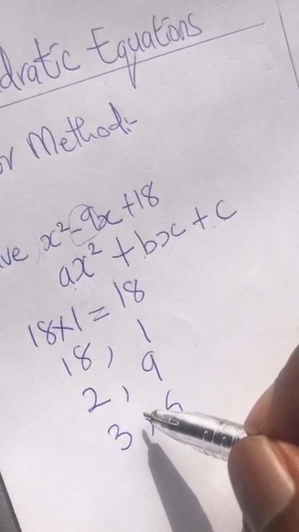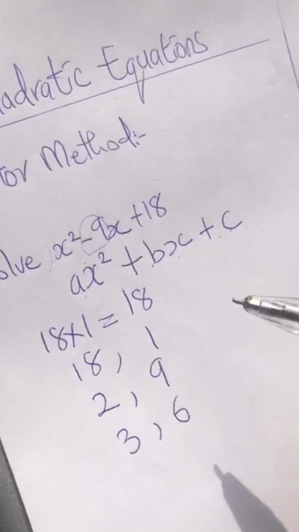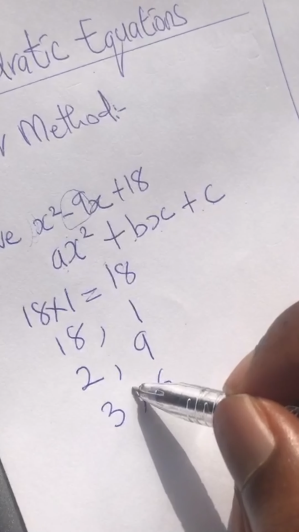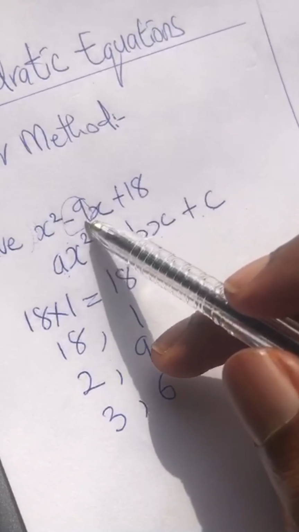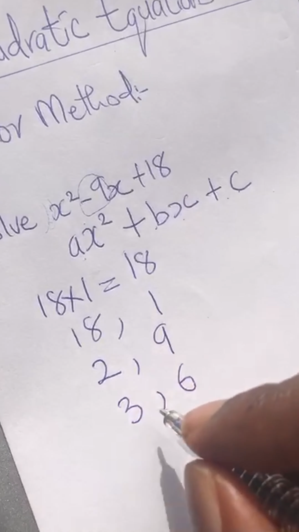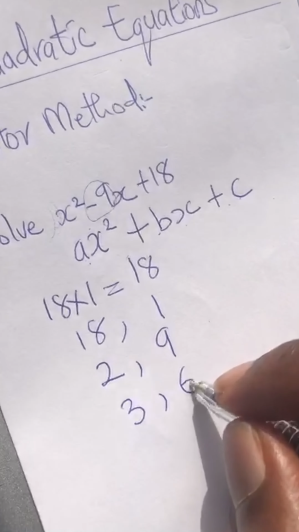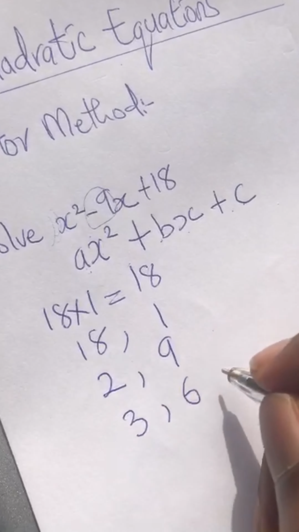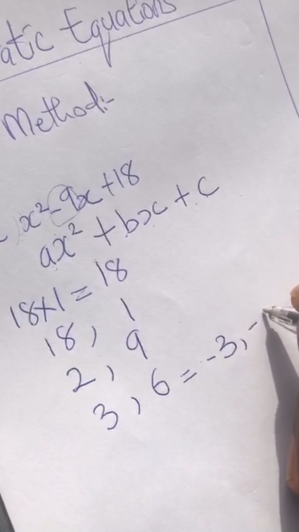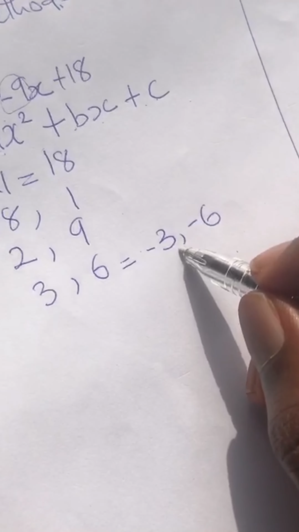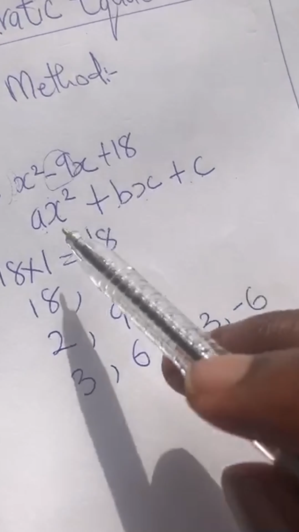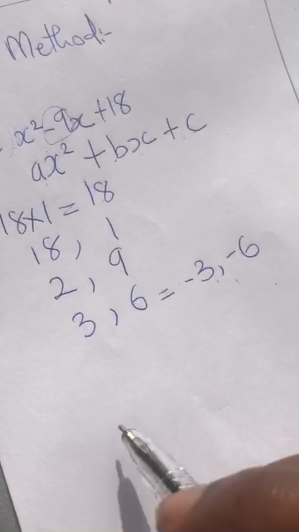So which of these factors when multiplied would give you 18? All of them. But you also have to note the second important thing. When you add them up, would they give you -9? Now, the most likely answer here is 3 and 6. But when you add 3 and 6 up, it is +9. So our factors would have to be -3 and -6. When you multiply -3 and -6, it gives you 18, and when you add them up, it gives you -9. So those are our factors.